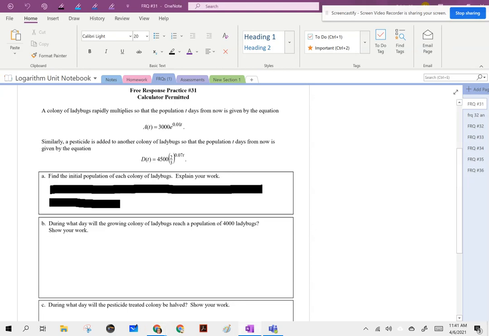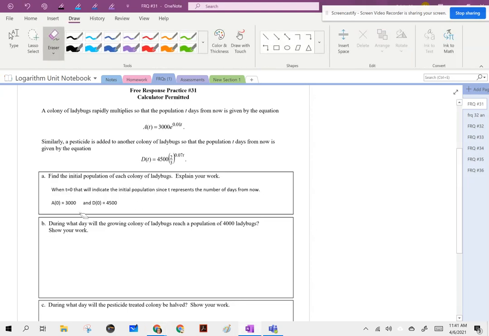All right, so when T is equal to 0, that indicates what the initial population is, since T represents the number of days from now. So A(0), if I replace T with 0, gives me 3,000, and D(0) is 4,500. So that's the initial population.